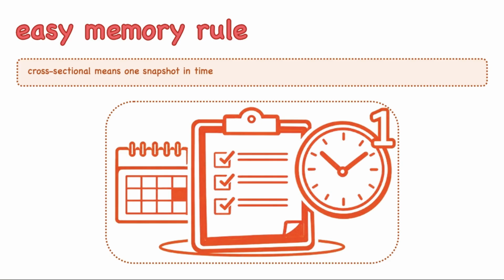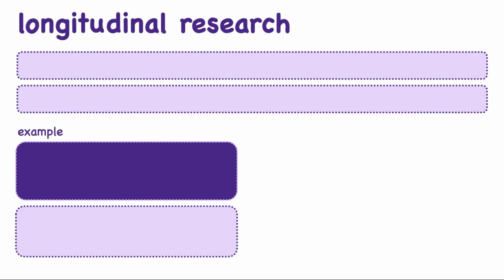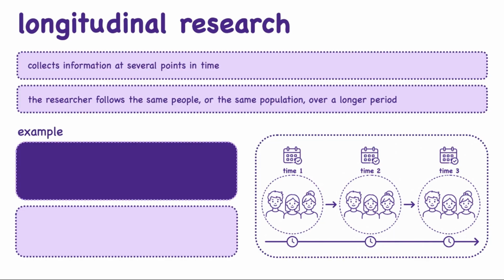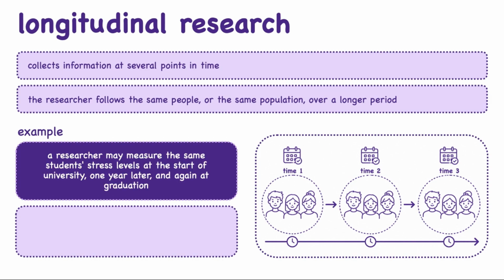Now let us look at longitudinal research. Longitudinal research collects information at several points in time. The researcher follows the same people or the same population over a longer period. For example, a researcher may measure the same students' stress levels at the start of university, 1 year later, and again at graduation. This is longitudinal research because the data is collected more than once.